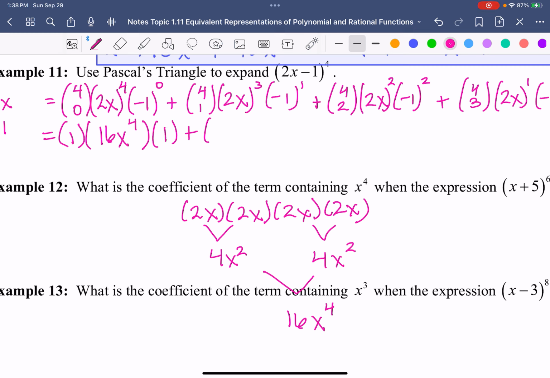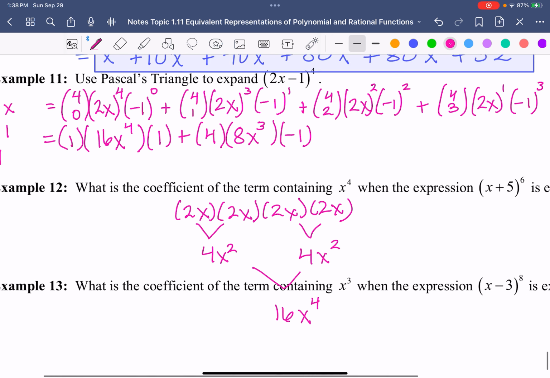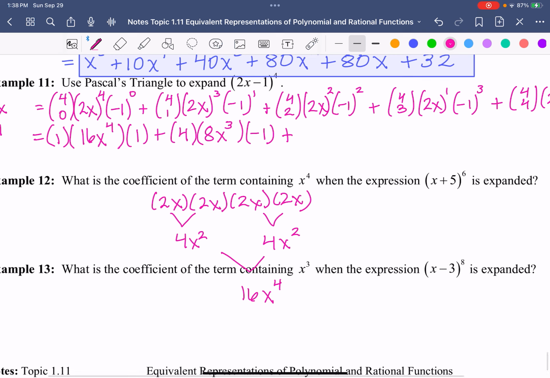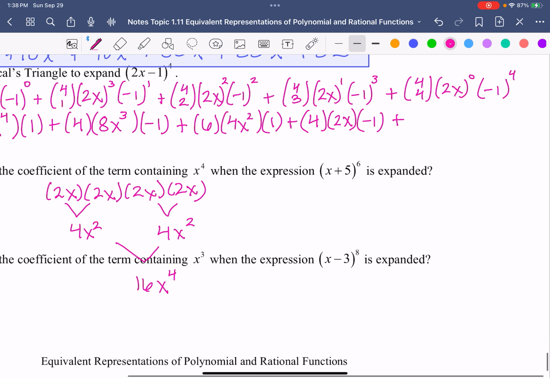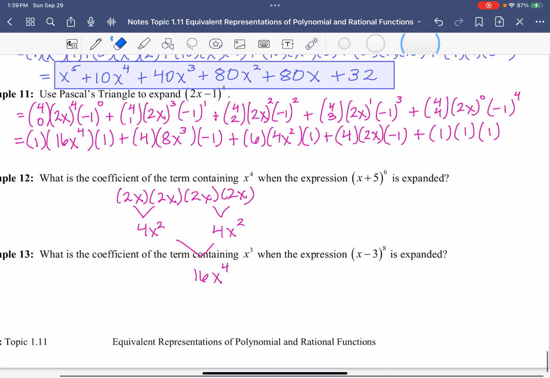4 choose 1 from your Pascal's triangle is 4. 2x cubed, okay, that would be 8x cubed. Negative 1 to the power of 1 is negative 1. 4 choose 2 is 6. 2x squared is 4x squared. Negative 1 squared is positive 1. 4 choose 3 is 4. 2x to the power of 1 is 2x. Negative 1 cubed is negative 1. 4 choose 4 is 1. 2x to the power of 0 is 1. Negative 1 to the power of 4 is also positive 1.